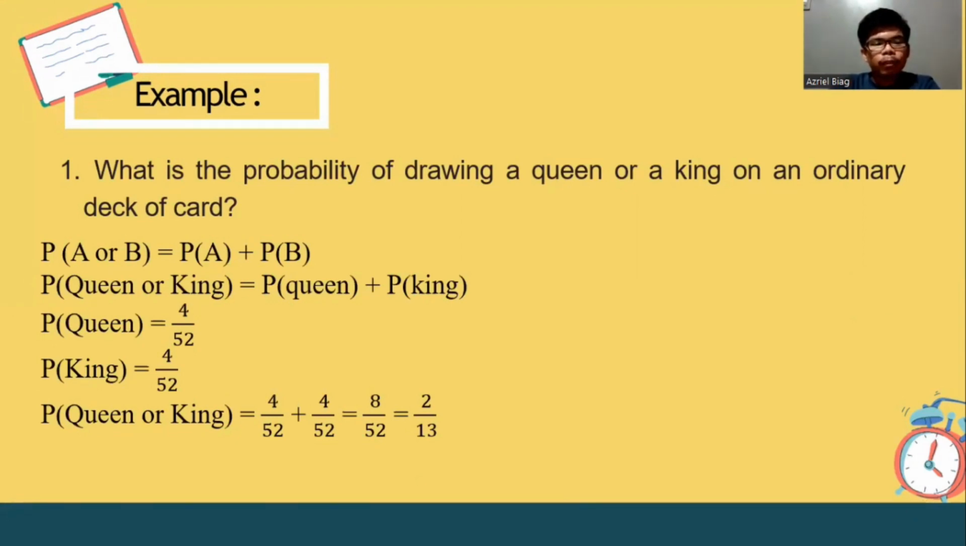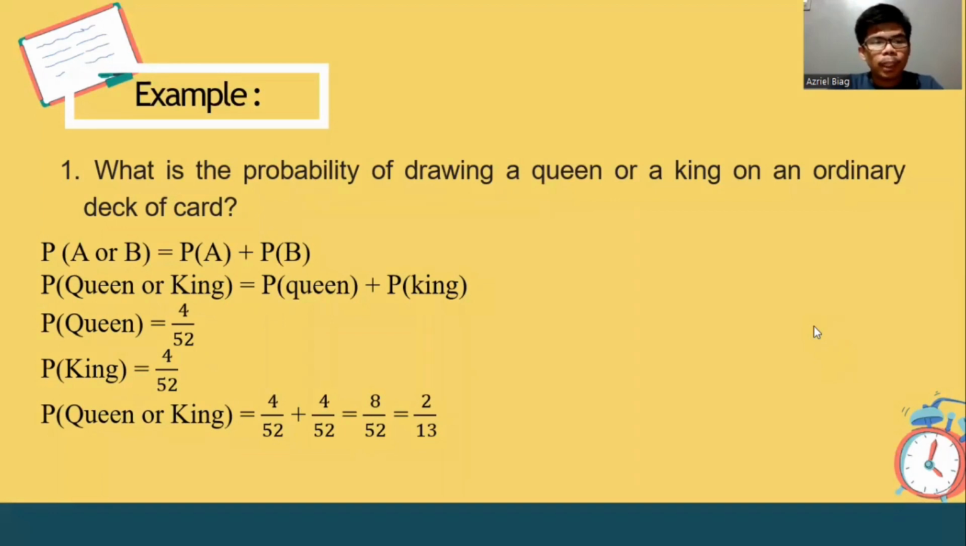To find the probability of getting either a king or queen card, we are going to find the probability of getting a queen card first, and that is 4 over 52, since we have 4 possible outcomes and 52 total cards in the deck. And then we are going to find the probability of getting a king card, and that is also 4 over 52, since we have 4 possible outcomes and 52 total cards in the deck.